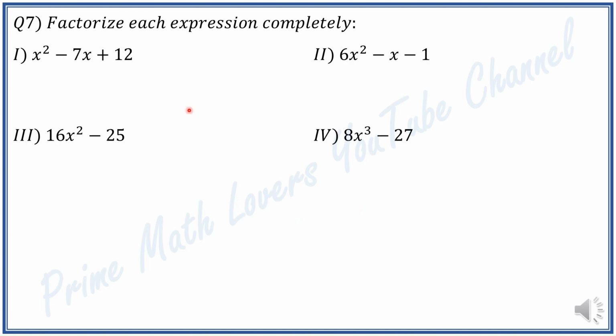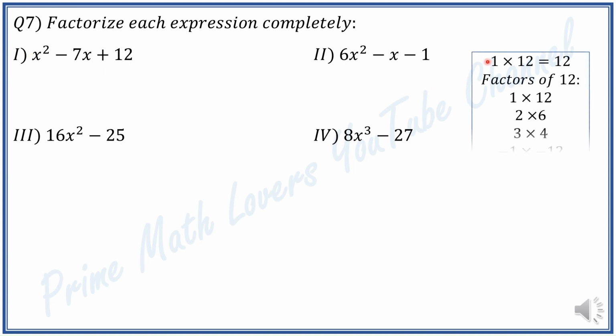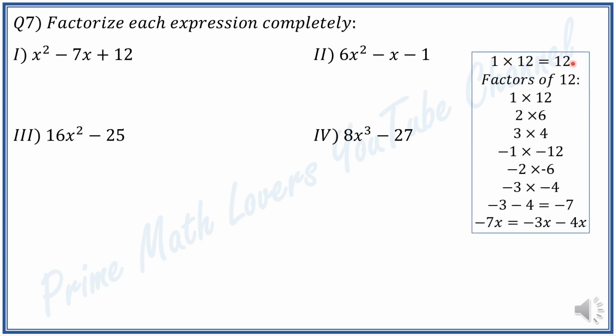Question 7. Factorize each expression completely. First one is x squared minus 7x plus 12. This is a quadratic form expression. First we multiply the coefficient of x squared, which is 1, with the constant, which is 12. And we get 1 times 12 is 12.